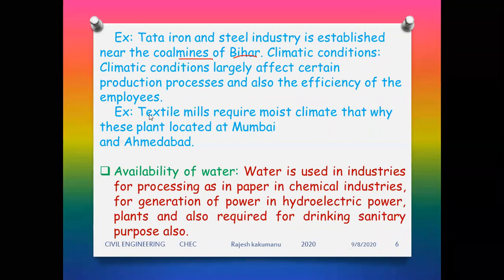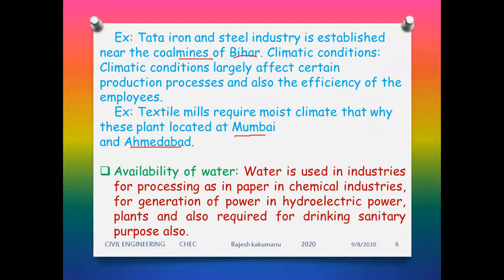Next example, textiles. Textile mills require a moist climate. That's why these plants are located at Mumbai. Mumbai lo manaki moisture and Ahmedabad, Surat, Gujarat textile mills ఎక్కువ ఉంటుంది. Why? Because it requires a moist climate.